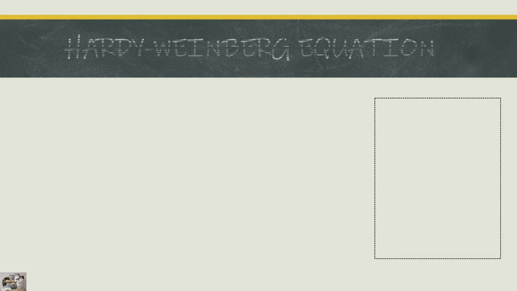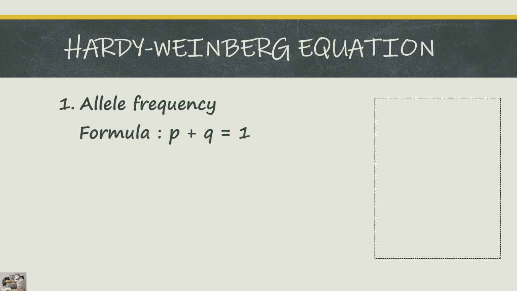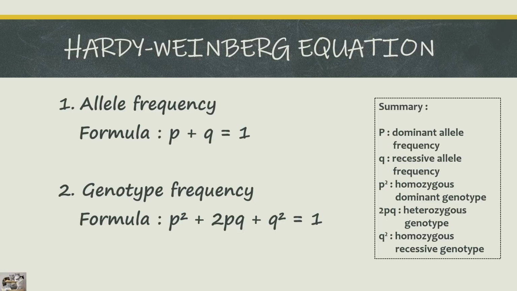And lastly, we discuss the Hardy-Weinberg equation. First is allele frequency. The formula for allele frequency is p + q = 1. Second is genotype frequency. The formula of genotype frequency is p² + 2pq + q² = 1. And this is the summary for the formula. p is dominant allele frequency, q is recessive allele frequency, p² is homozygous dominant genotype, 2pq is heterozygous genotype, and q² is homozygous recessive genotype.